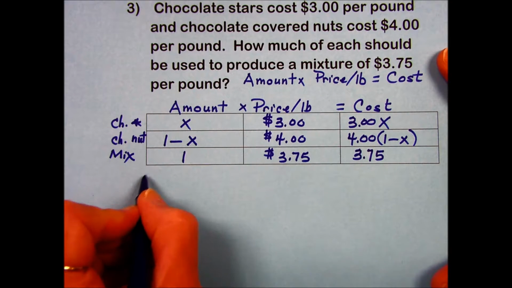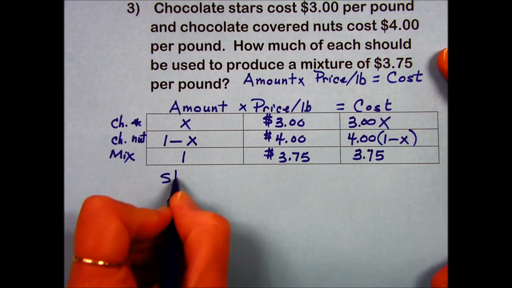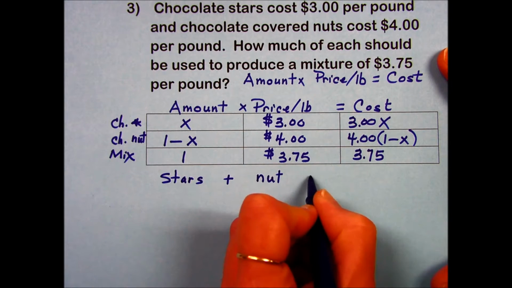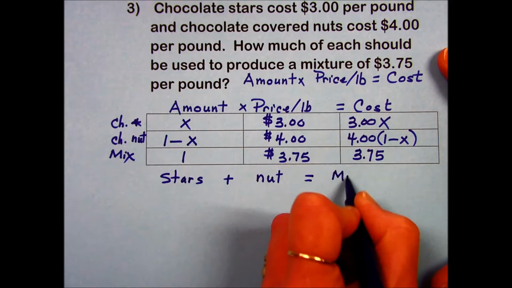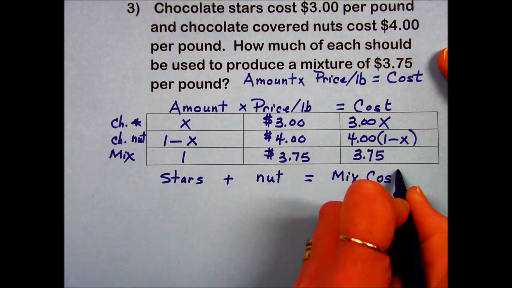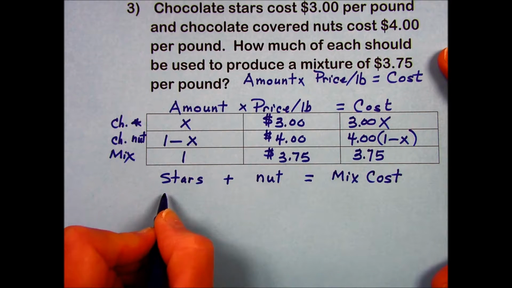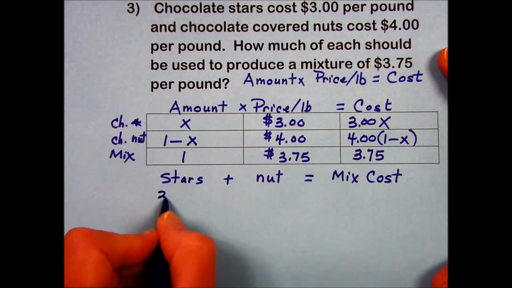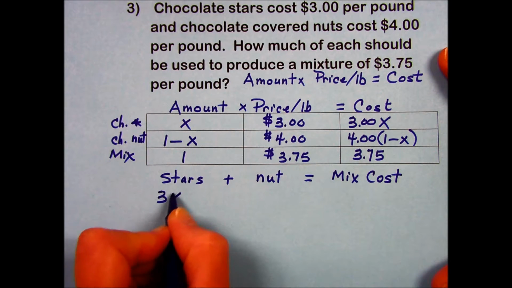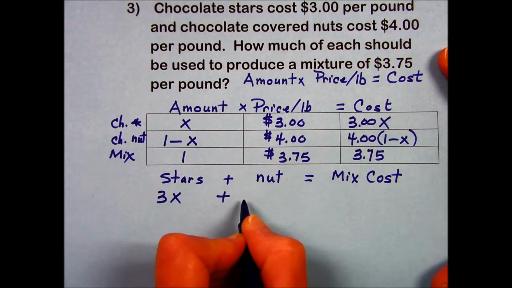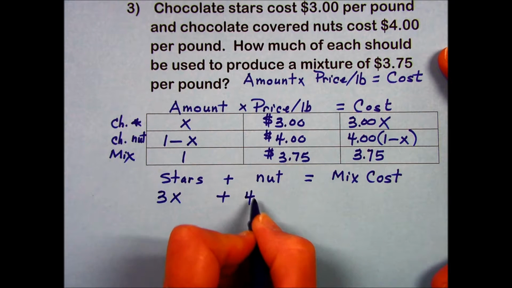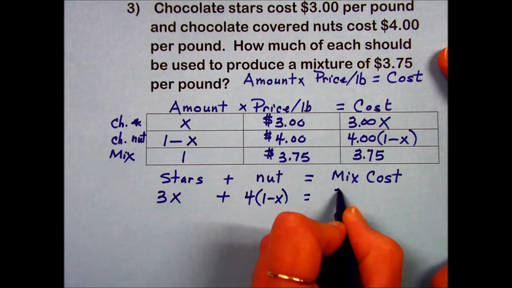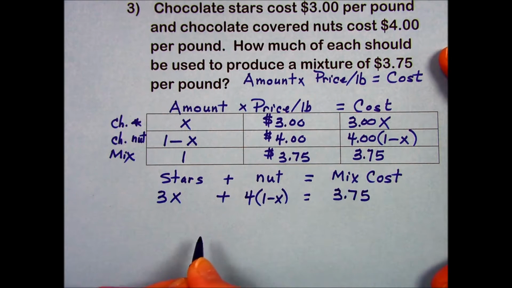For an equation then, we've got the stars cost plus the nut cost is equal to the mixture cost. Substituting in for these values, and I am going to drop the zeros or the cents on the money, $3 I'm going to represent as just 3x. The $4 in the cost for the chocolate nuts as 4 times the amount is equal to the $3.75.